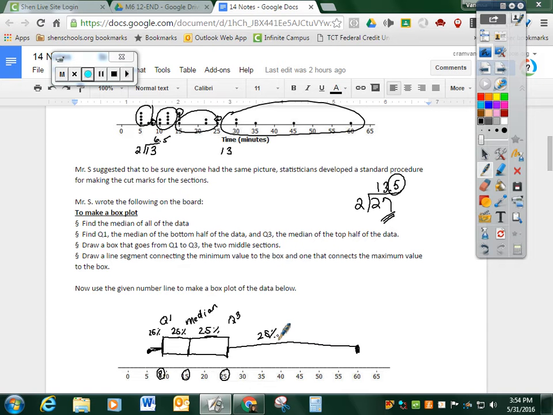So questions I could ask you are such. What percent of the data is greater than 15 minutes? Greater than or equal to 15 minutes? Hopefully you would understand that greater than 15 minutes would be this percent and this percent together, which is 25. Okay? So that's a box and whisker plot.